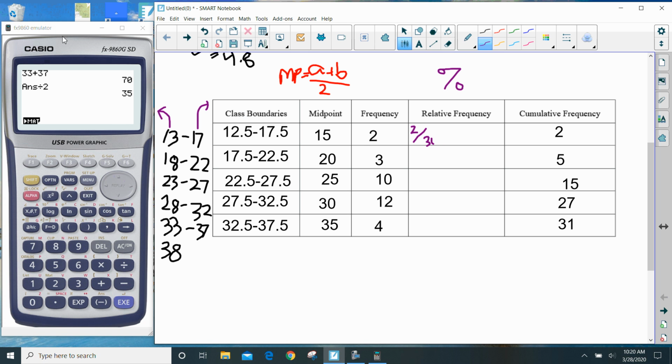So let's just go to my calculator here. 2 out of 31. My relative frequency in this case would be 0.0645.